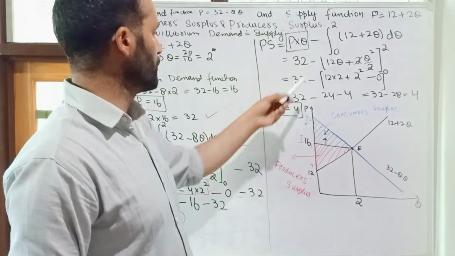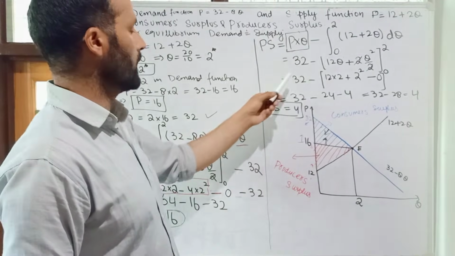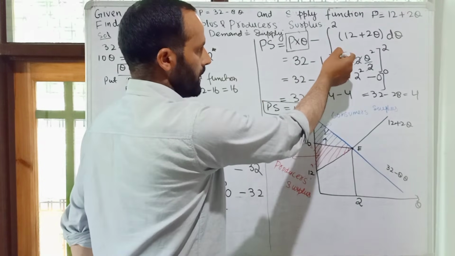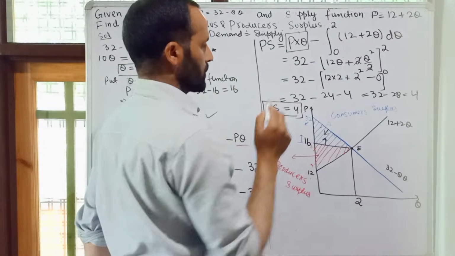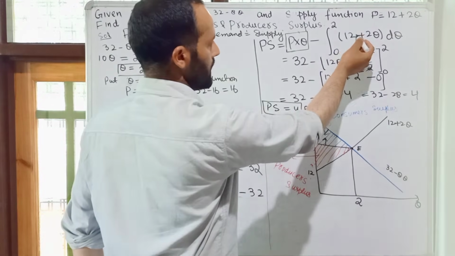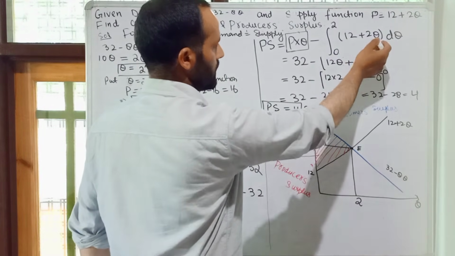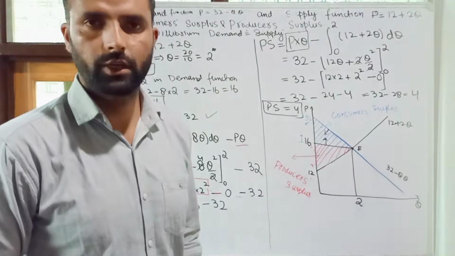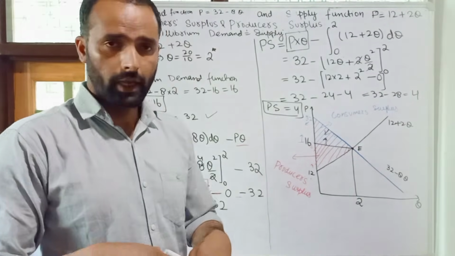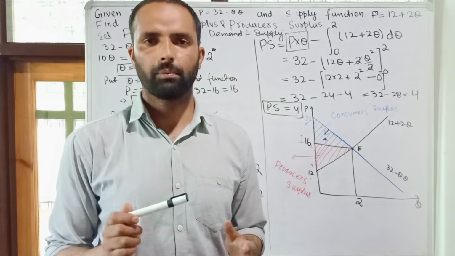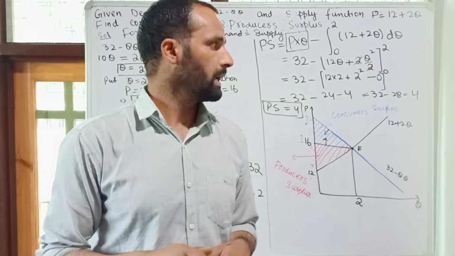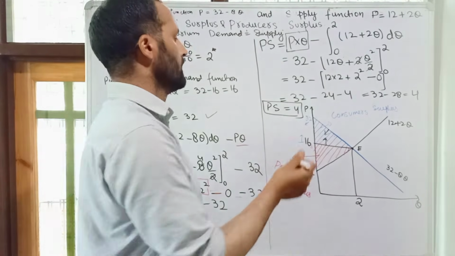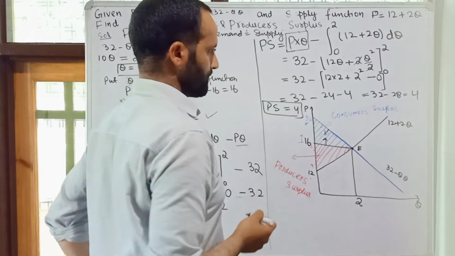Now P into Q, which we have calculated, that is 32, I have written here 32, minus integrating this supply function with respect to quantity, that is the integral of 12 is 12Q. Similarly here it is 2 times Q squared divided by 2, which we have seen in earlier videos, how to integrate a power function. I have explained all the rules of integration there, you can see there. Now this is 32 minus.